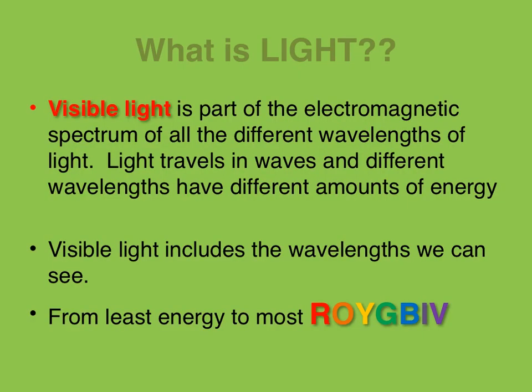Now, before we talk about photosynthesis in detail, we've got to talk about light, specifically visible light, which is part of the electromagnetic spectrum, which contains all the different forms of energy that travel in waves. Visible light is a small part of the electromagnetic spectrum. It's the part that we can see. And visible light is composed of 7 colors, ROY G. BIV: red, orange, yellow, green, blue, indigo, and violet.